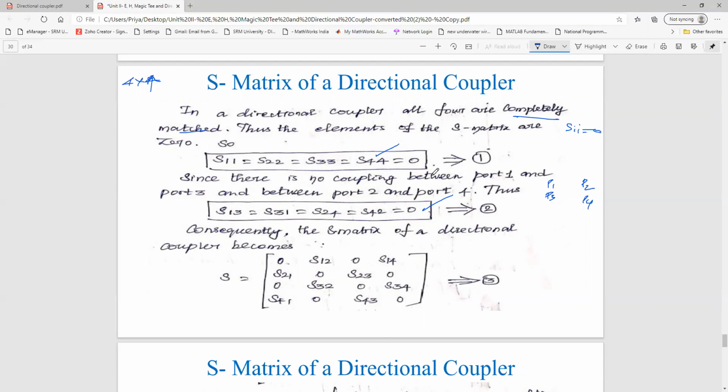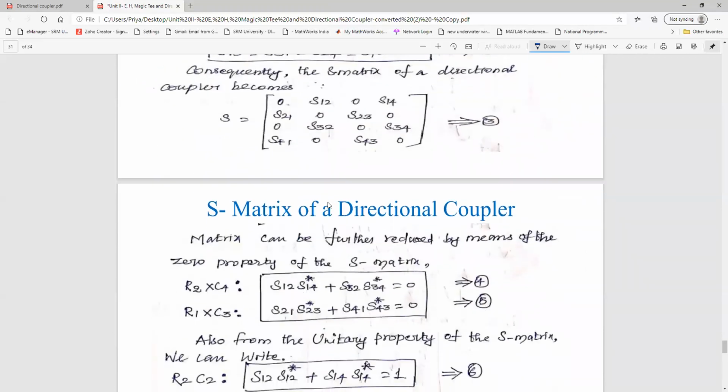So what is the next property? I can say that if I multiply the matrix with its complex conjugate, it should be equal to the unit matrix, right?